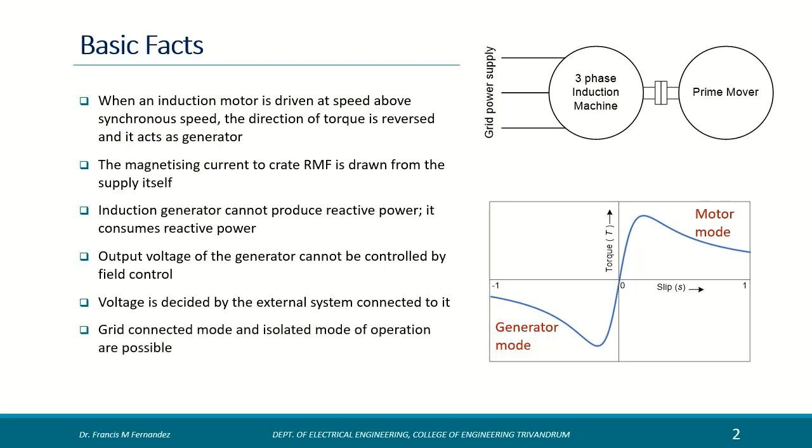Induction generator can be operated in grid connected mode or isolated mode. And these machines are generally used in wind generators because they can change speed of operation to some extent with a change in wind velocity.